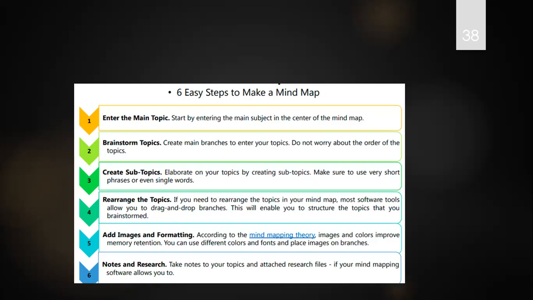There are 6 easy steps to mind map. This is also taken from the original reading material, that is the study material that is provided for you. So you can either go through that or request this slideshow, whereby you can study the same.